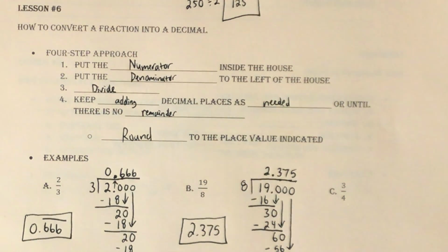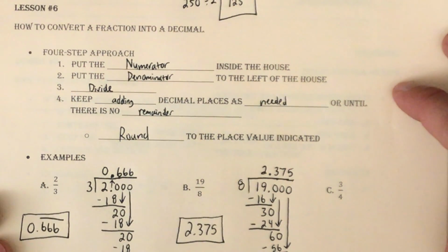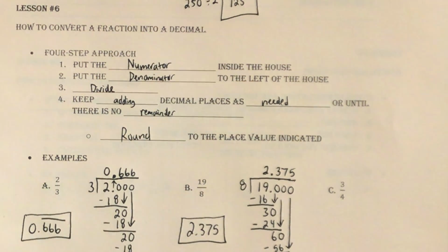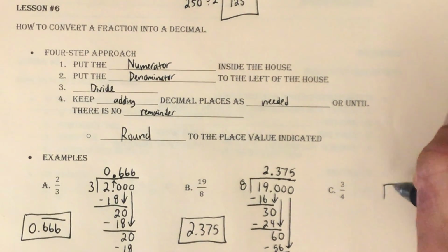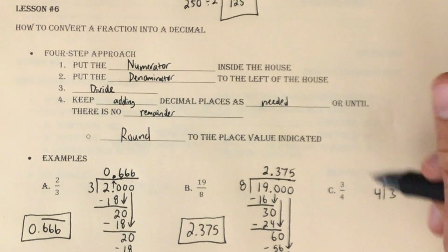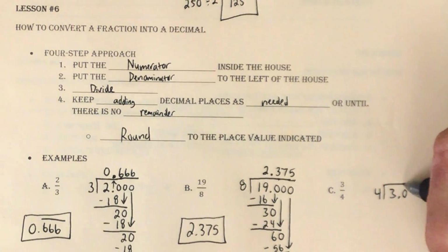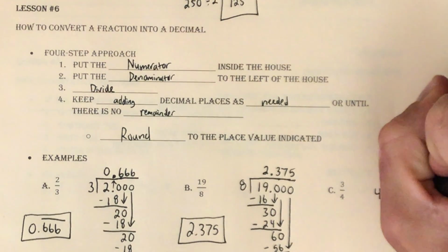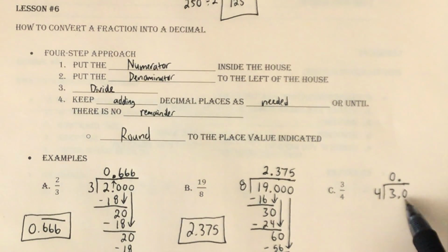All right, so now I'd encourage you to try example C on your own, and then check your work with mine. All right, so first one, put the numerator inside the house. So here's my house, numerator goes inside, right? Denominator goes on the outside. Step 2, step 3, let's divide it. Well, 4 doesn't go into 3, so add my decimal place, then a 0, bring that decimal place up. Well, 4 didn't go into 3, so that's a 0. All right, but 4 does go into 30.